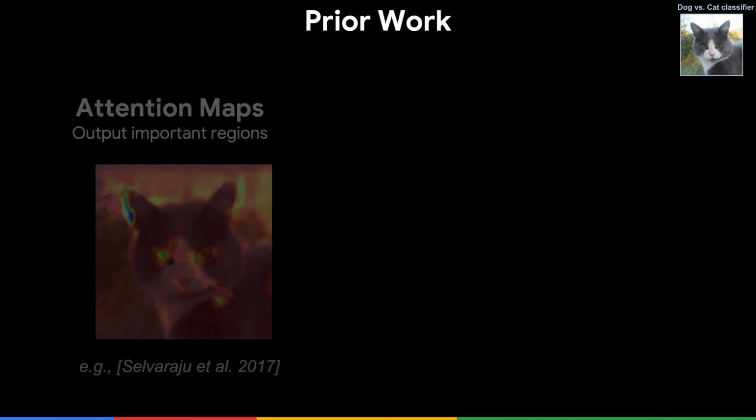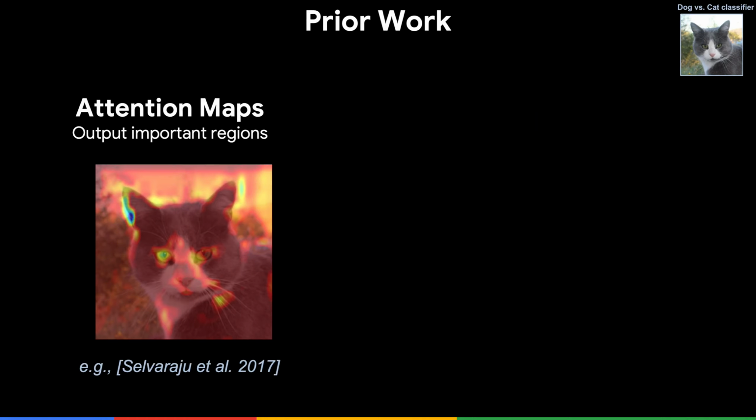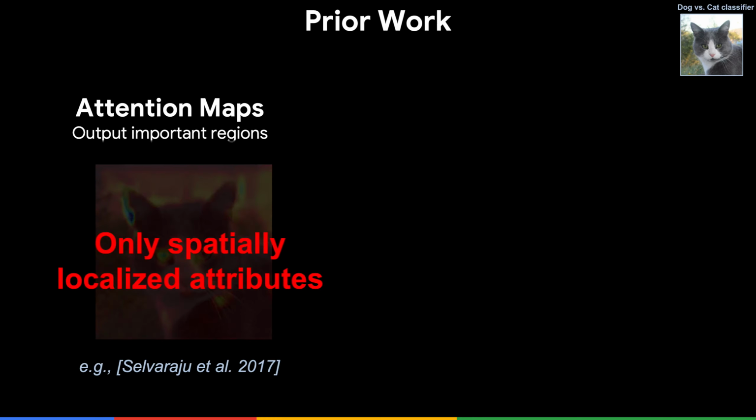Previous approaches include attention maps, which highlight important regions in the image that affected the classification, such as the eye area in this case. But what is it about the eyes that made the classifier decide it's a cat? Is it their shape, color, size? Attention maps cannot provide such information, and they are useful only for spatially localized attributes.